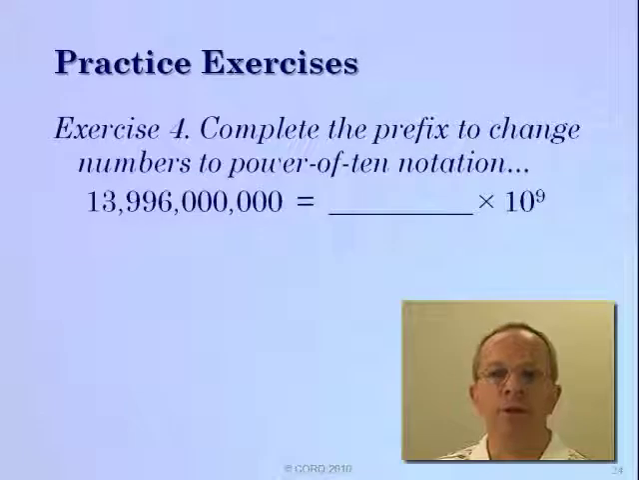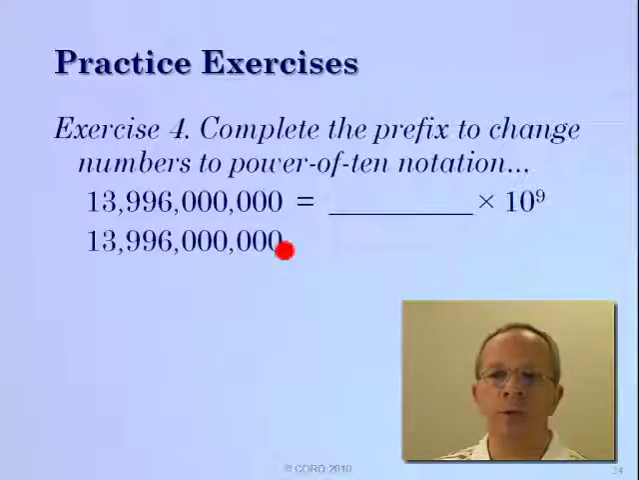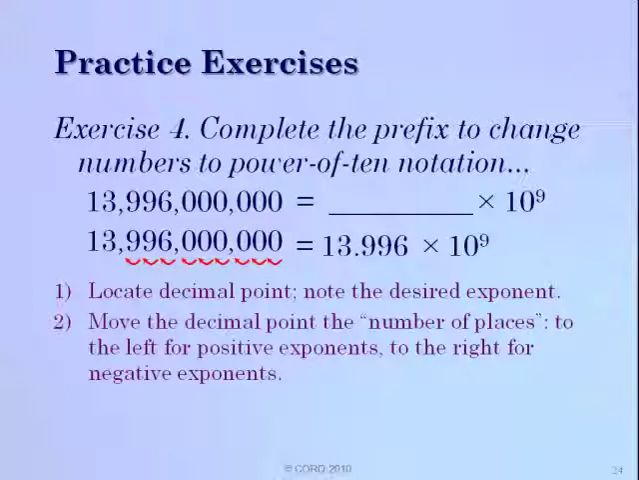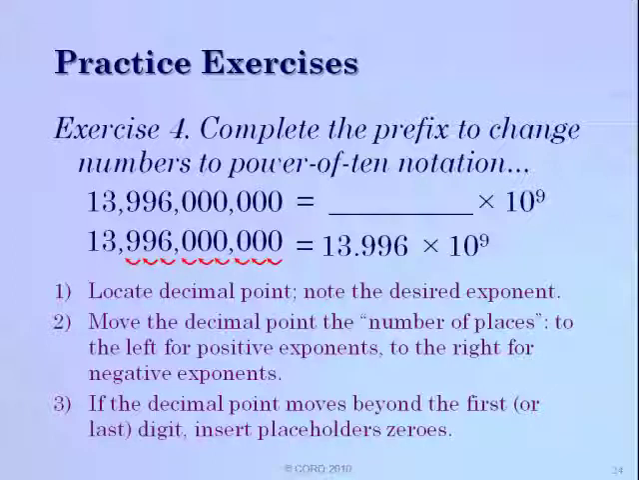Now, in general, we have some other numbers we may like to complete the prefix to change the number to power of 10 notation. It may not be scientific notation. It may just be some other power of 10 notation. And if we want this to be times 10 to the 9th, in this case we have to move the decimal place over 9 places, and so in this case it becomes 13.996 times 10 to the 9th, and you see how that works. I believe you can convert most any number by moving the decimal point over the correct number of places. And you may have to put some placeholder zeros if necessary.